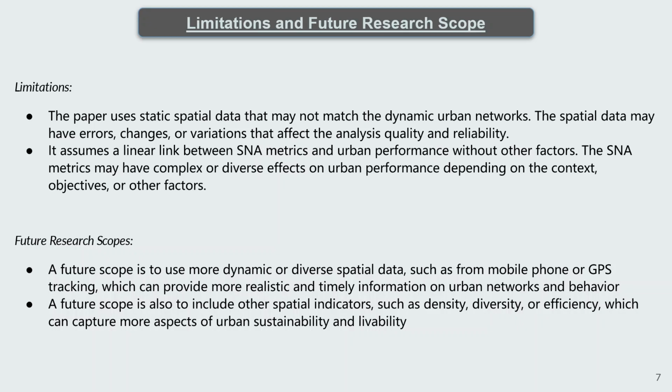The future scope is to use more dynamic or diverse spatial data, such as from mobile phone or GPS tracking, which can provide more realistic and timely information on urban networks and behavior. Another future scope is to include other spatial indicators, such as density, diversity, or efficiency, which can capture more aspects of urban sustainability and livability.